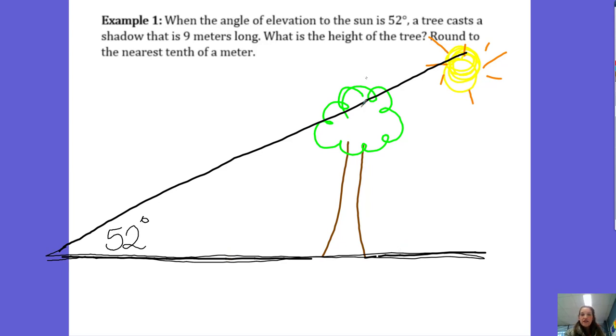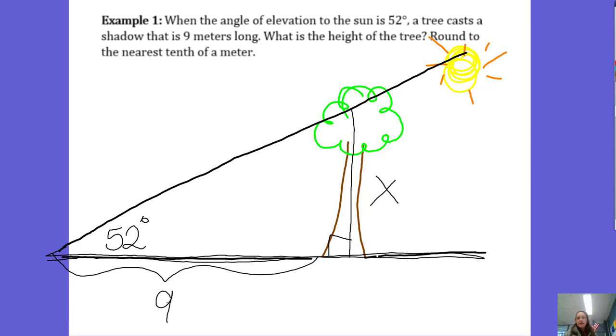Okay. Here's our tree, and when the sun is behind you, your shadow is going to be out on the ground in front of you. So here's the shadow. This is the shadow right here, this side. It is 9 meters long, and we are trying to determine the height of the tree. So I'm going to call that X. We are trying to figure out how tall the tree is.